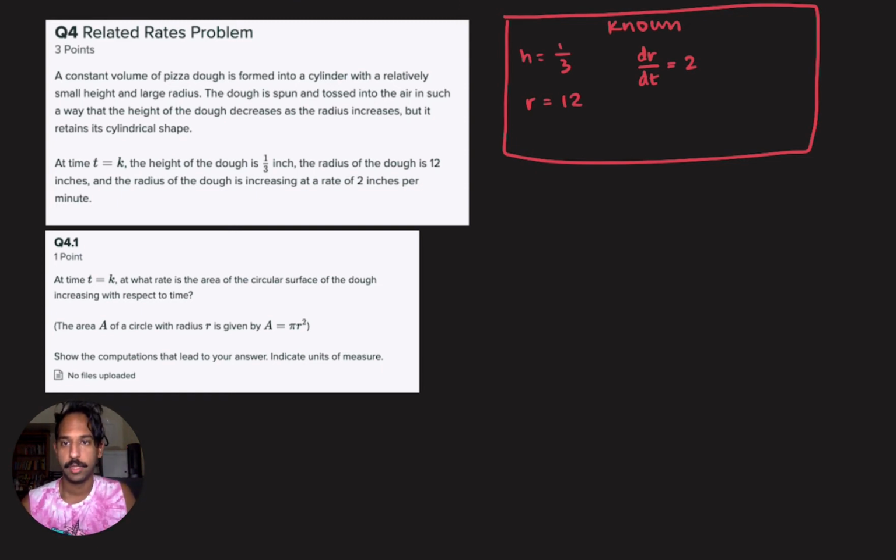All right. And now this question is asking us at what rate is the area of the dough increasing. So that means this question is trying to ask us to find dA/dt. What rate is it increasing with respect to time? So we have to use this formula over here: A equals pi r squared.